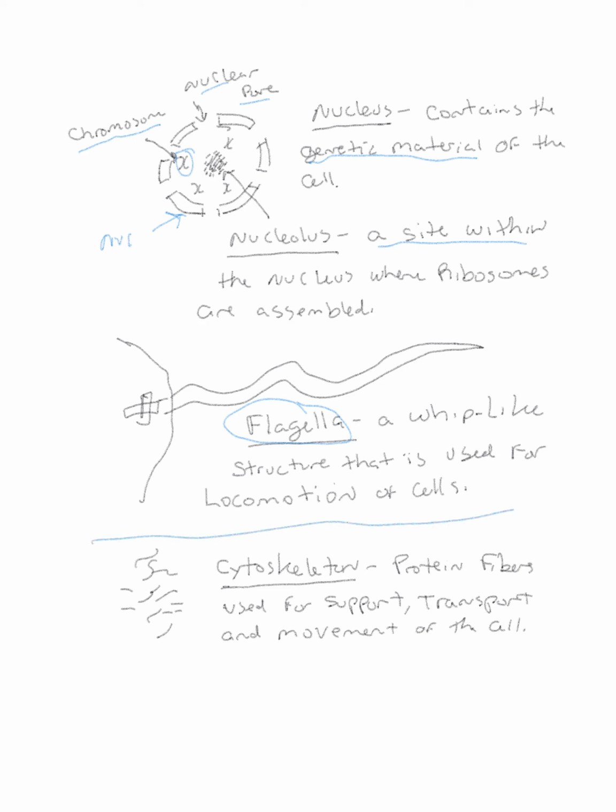And then down the bottom, the cytoskeleton. The cytoskeleton is made up of proteins, and there's a number of different types of proteins that are used to produce the structure of the cytoskeleton. And the cytoskeleton has a number of different functions. They can be used to support the cell, they can be used for transport within the cell, and they can be used for the movement of the cell itself. And there's actually three categories of cytoskeleton. You'll see it made up of microfilaments, intermediate filaments, and microtubules.